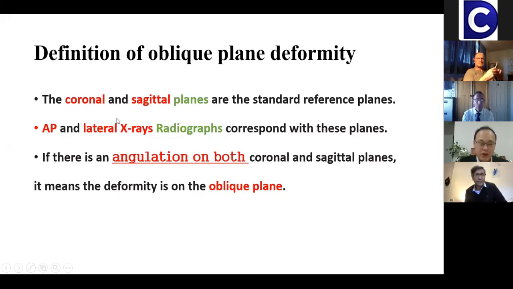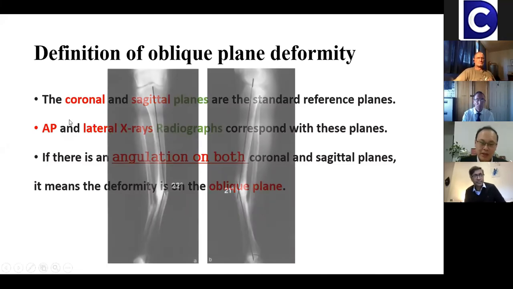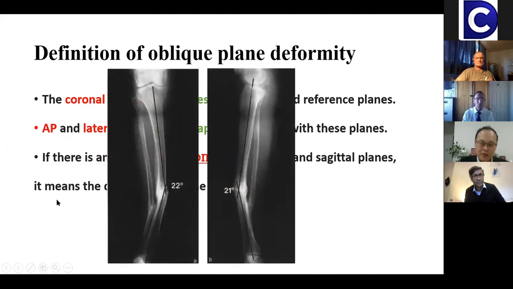That means the coronal and sagittal planes are the standard reference planes. Yes, you know that. And the X-ray AP view and lateral view correspond with these planes. It's no problem, it's a common thing. So if there is an angulation on both coronal and sagittal planes, it means a deformity on the oblique plane. This is the definition. Like this X-ray, we found it in the book of Paley. I think it's a standard book for us, also a textbook.